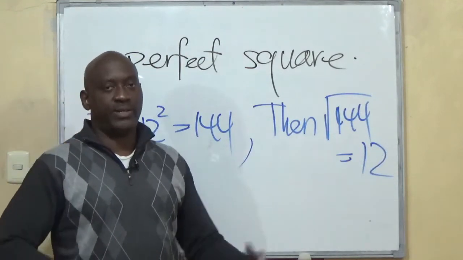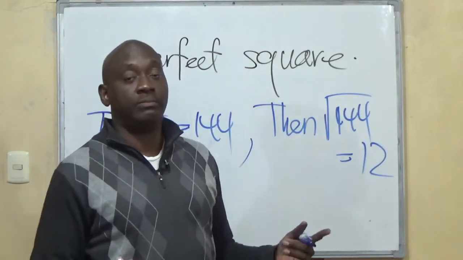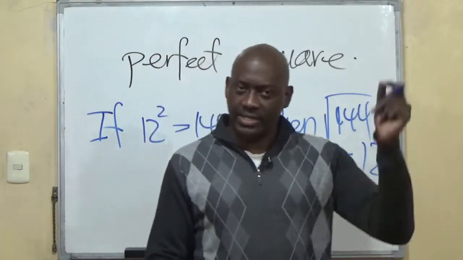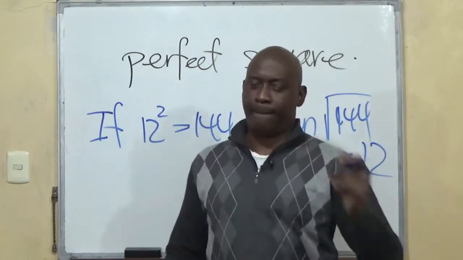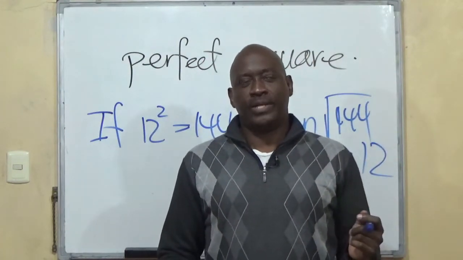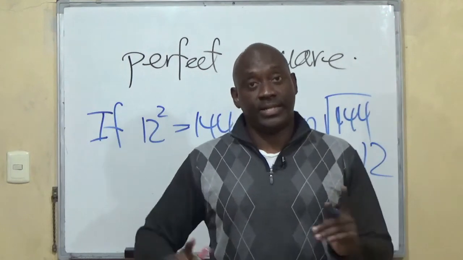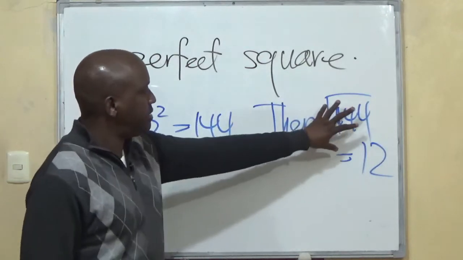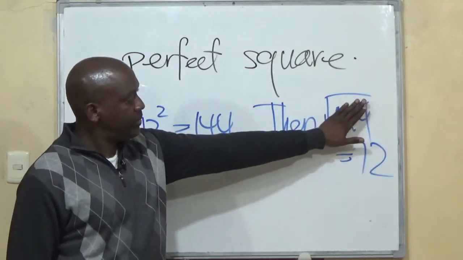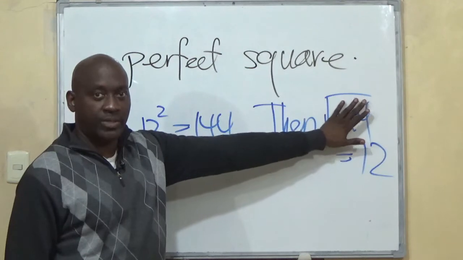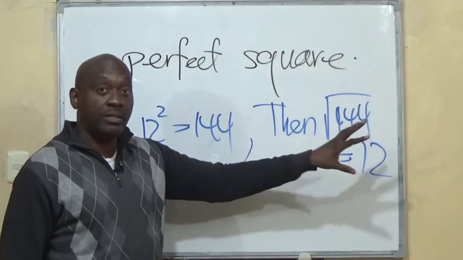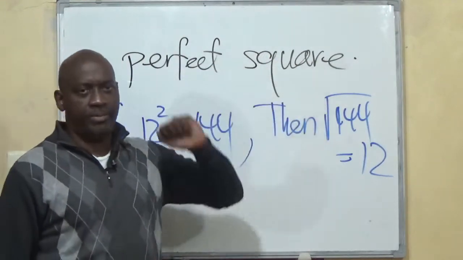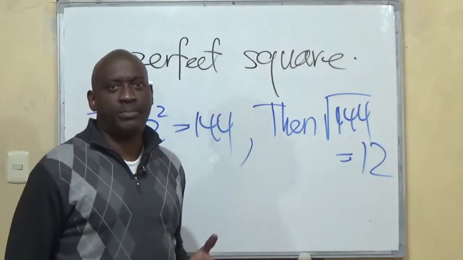So once you talk in squares, you automatically talk in square roots. Opposite sides of the same coin. If 8 squared is 64, then the square root of 64 is 8. If 9 squared is 81, then the square root of 81 is 9. So in other words, all these numbers which, when we find the square root, will give us an integer, these are what we refer to as perfect squares. So what would be a perfect square?